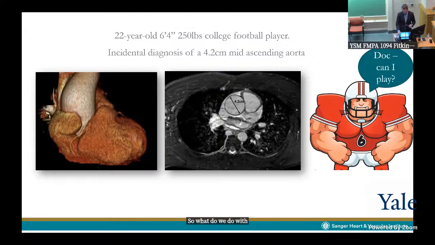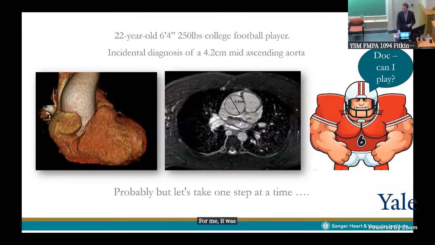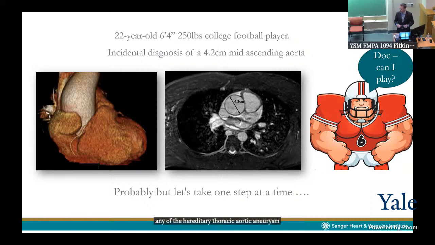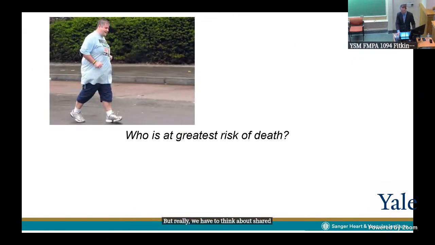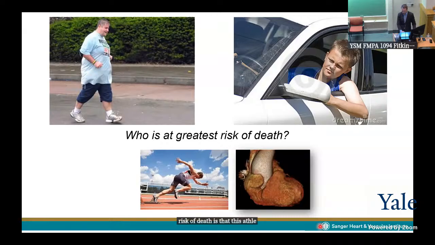So what do we do with this guy? Doc, can I play by the guidelines? The answer is no. For me, it was yes, but we need to do one step at a time. Obviously, we have to make sure he doesn't have any of the hereditary thoracic aortic aneurysm issues that we talked about earlier. And then we have to talk about the knowns and unknowns. So we have to go through a shared decision-making process. Really, and Rachel talks more eloquently than anyone about this, we have to think about shared decision-making for these athletes, because if you look at these individuals, who are we talking about being at greater risk of death? Is it this athlete that has a mildly dilated aorta, or these other individuals here?